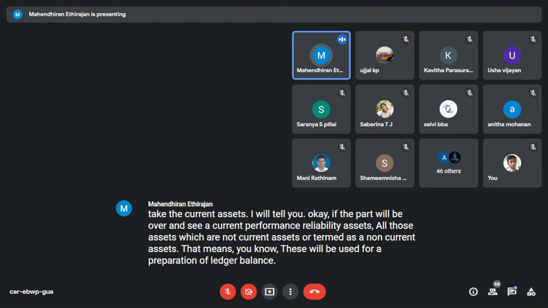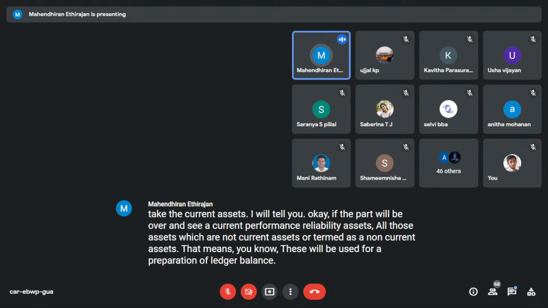Another is the statement model. Same method, same procedures: source of funds and application of funds. The things applied are the same as in the traditional method. You can follow any one method, either the statement model or the traditional method. Yeah, this is important to note.